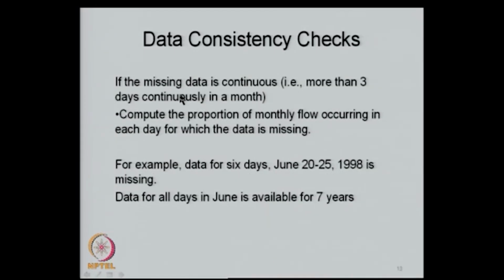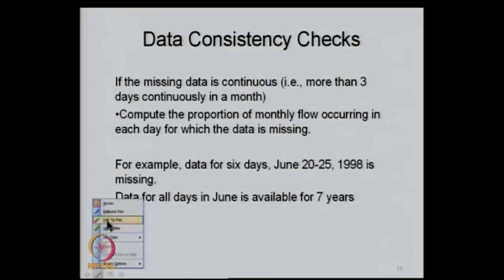Now, if the missing data is continuous, that means more than 3 to 4 days continuously in a month, let us say in June month 10 days is missing, then we adopt a slightly different method here. What we do? We compute the proportion of monthly flow occurring in each day for which the data is missing.